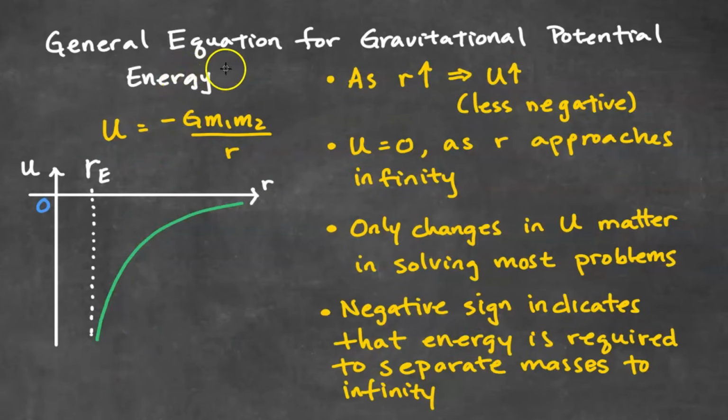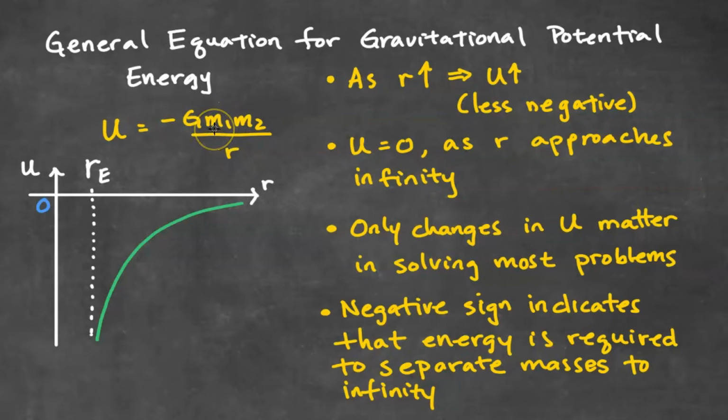Next, we're going to look at the general equation for gravitational potential energy. The reason we wouldn't just use mgh is because as you move further and further from the Earth, g is no longer 9.8, and the gravitational field is not constant. And so instead, we have to use this general equation for GPE, which is negative big G, the gravitational constant, times m1 times m2 divided by r.